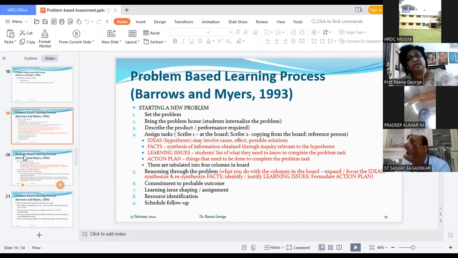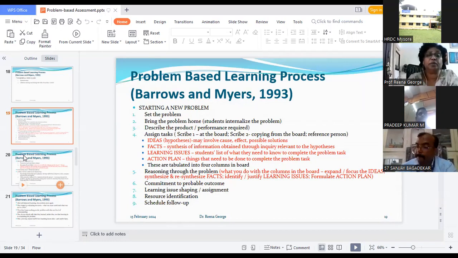So here I have given scribe one. One person will be at the blackboard or the board or whiteboard or whatever they have. Second person will be copying from the board, and third person will be a reference person. And the information that should be collected is given in red letters, that is ideas, facts, learning issues, and action plan. So these are the 4 tasks that we have to collect or develop upon in a problem-based learning process. One is ideas. Okay, this may involve cause, effect, and possible solutions. Second is a synthesis of information obtained through inquiry relevant to the hypothesis.